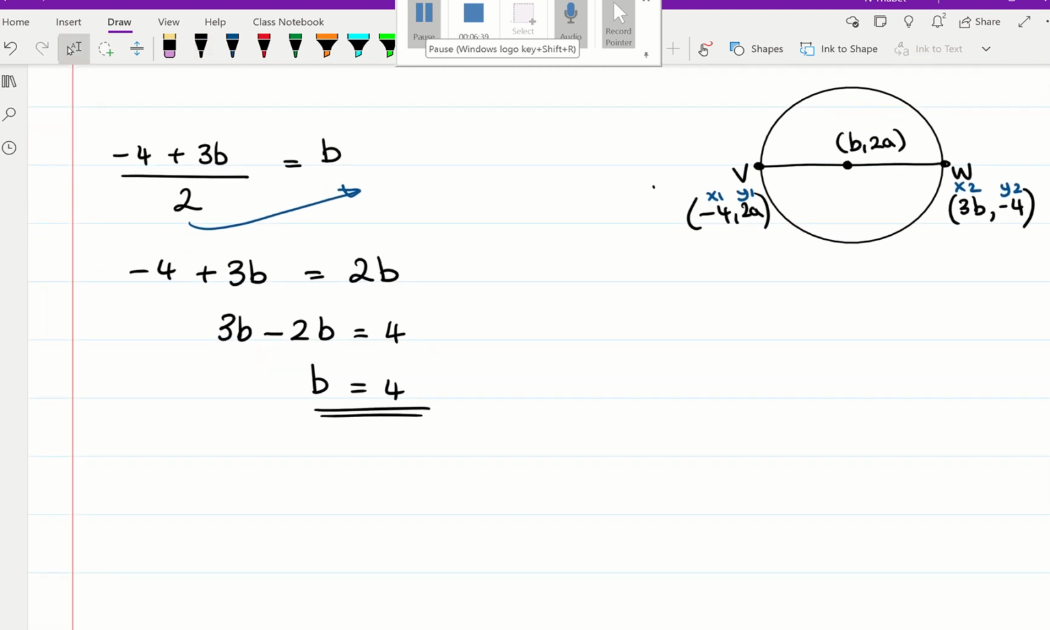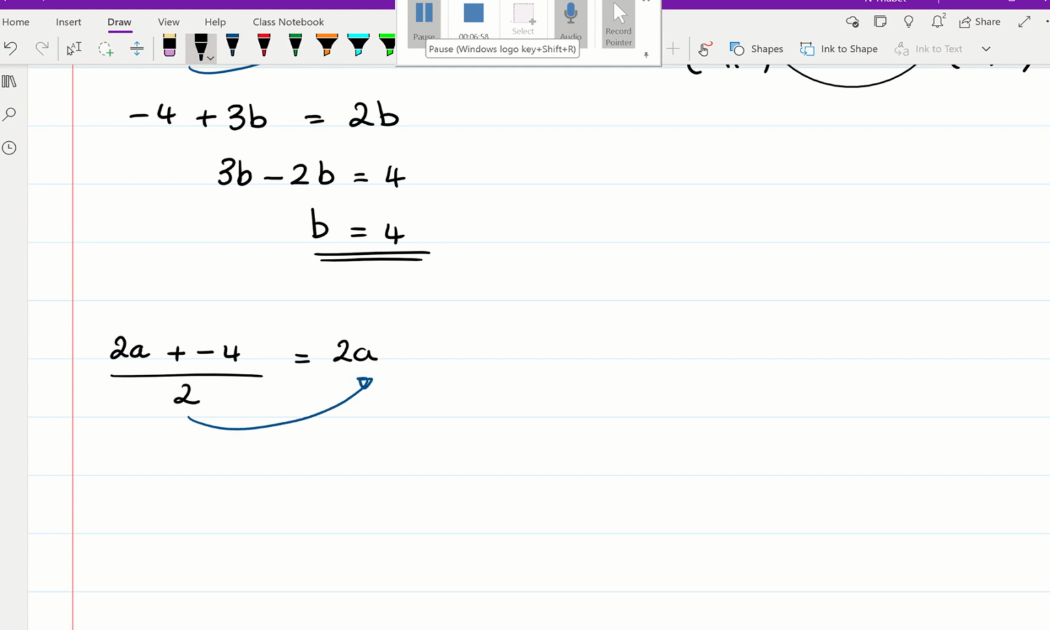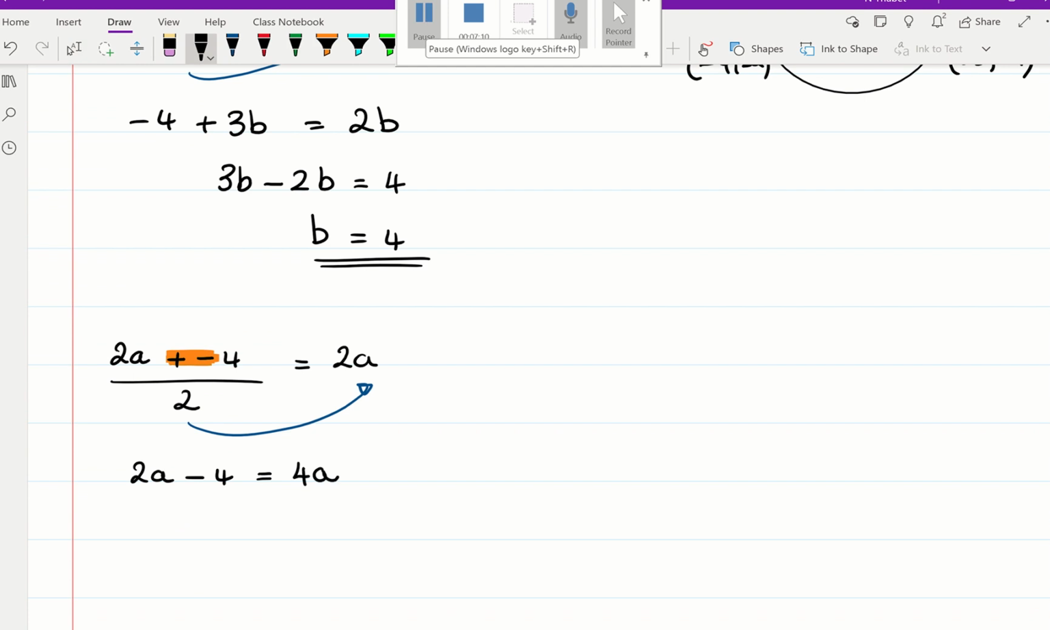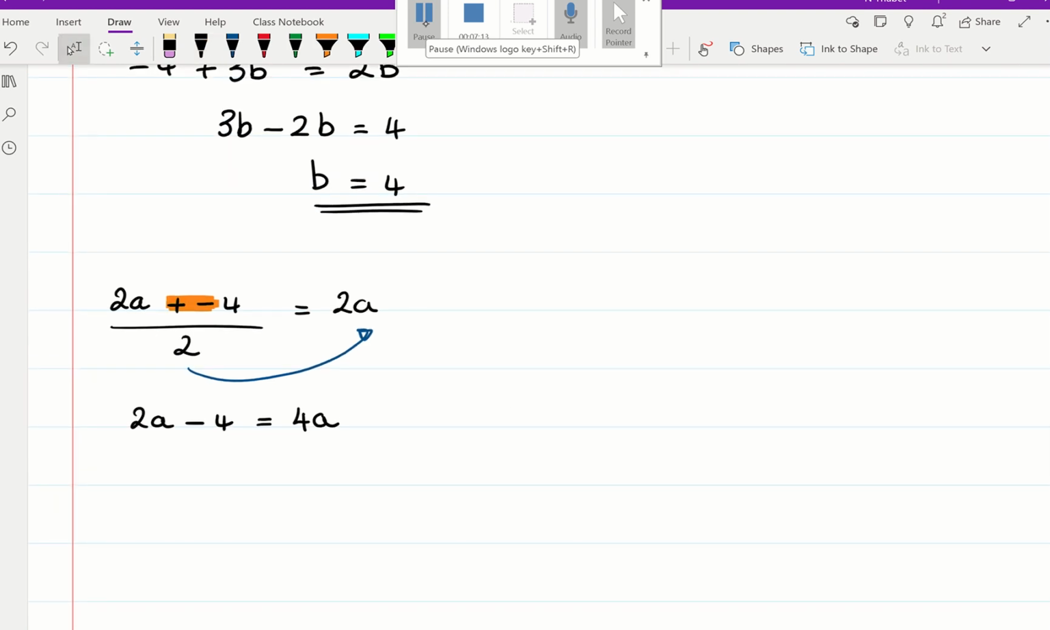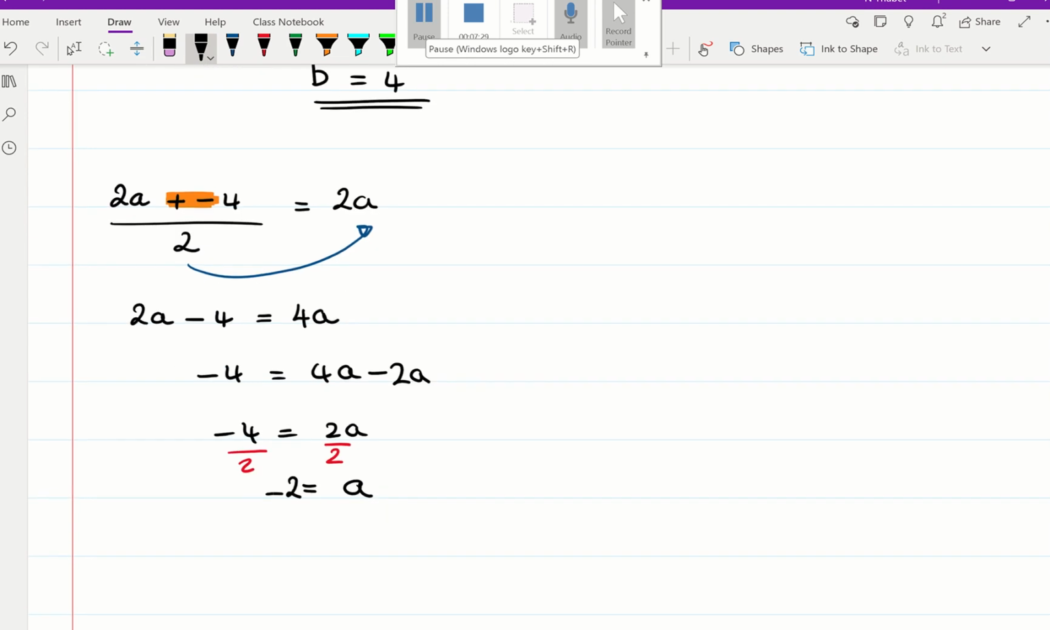So the first formula I created is in b, and it's using the x values, x1 and x2. And the second formula I'm going to use is for a, and it's going to be using the y coordinates, 2a plus -4, divided by 2 equals 2a, which is the y coordinate of the center. I'm going to multiply by 2. So 2a minus 4 equals 4a. So -4 equals 4a minus 2a. -4 equals 2a. Therefore, a, dividing both sides by 2, is -2. So I found the values of a and b.